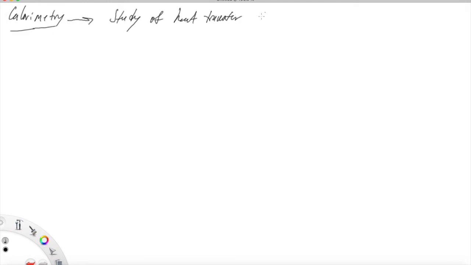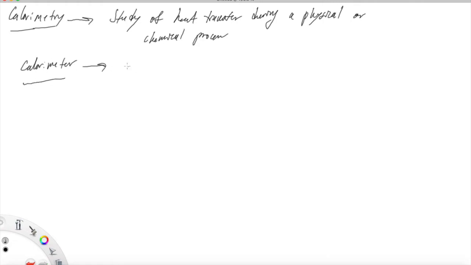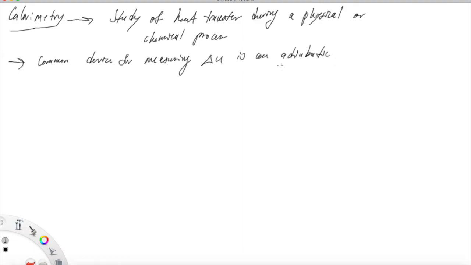So we can say that the most common device for measuring delta U is an adiabatic bomb calorimeter. So what does adiabatic mean? An adiabatic process is a process that does not permit the transfer of energy in the form of heat. So it doesn't permit the transfer of energy as heat. And a calorimeter is a device for measuring energy transferred as heat.